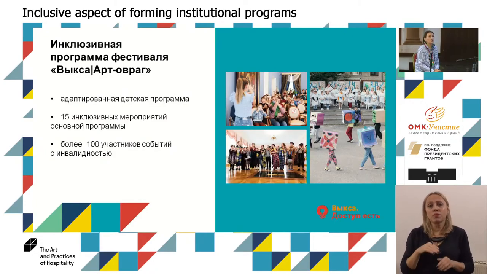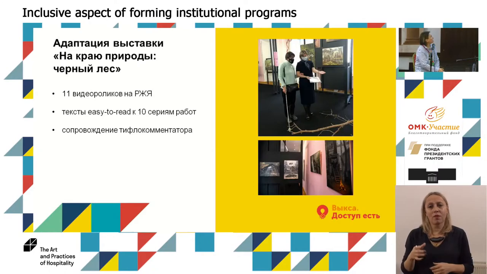But as I've mentioned, we started in September 2020, during the lockdown, so it was pretty difficult to invite people. Still, we managed to adapt the Art of Rock Festival for the needs of people with disabilities. This festival has taken place in Vyksa for more than 10 years. We adapted the program of the festival. We arranged 15 inclusive events from the major program, and there were over 100 participants with disabilities.